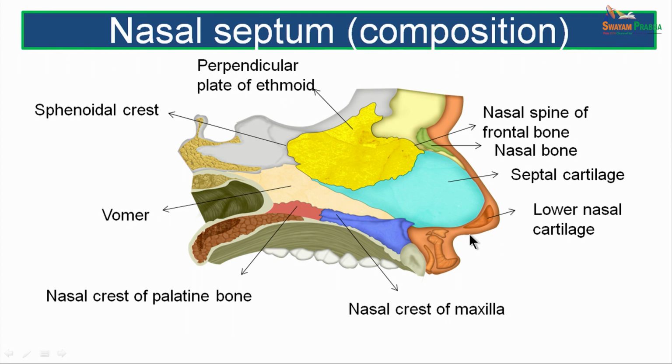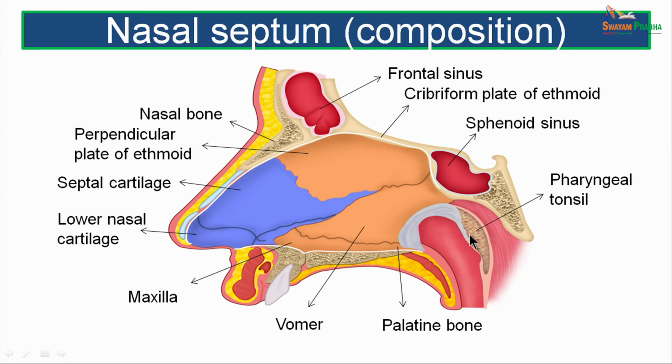Let us revise these compositions with the help of another picture. This is a reverse image as compared to the previous one. So, here this is the anterior part and this is the posterior part. So, here postero-superiorly we see the perpendicular plate of ethmoid bone, postero-inferiorly is vomer, antero-inferiorly septal cartilage and the lower nasal cartilage. So, this is the nasal septum or the medial wall of the nasal cavity.